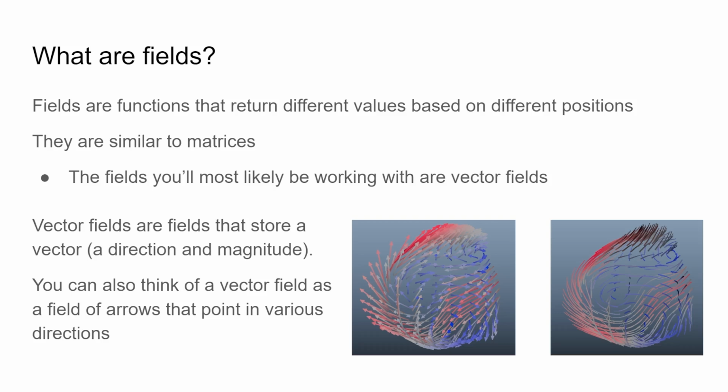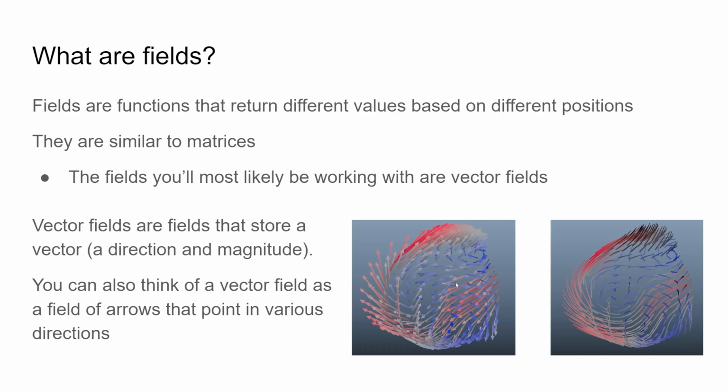Vector fields are fields that store a vector, which is a direction and magnitude. For those of you without a mathy background, you could just think of a vector field as a giant 3D space of arrows that point in various directions. Here you can see a vector field on this sphere that points in a bunch of different directions. And on the right here, these are the flow lines. You can see them curvy, which basically indicates the direction of travel. They're very useful. And this isn't the whole vector field. This is only the vector field on the surface of a mesh.